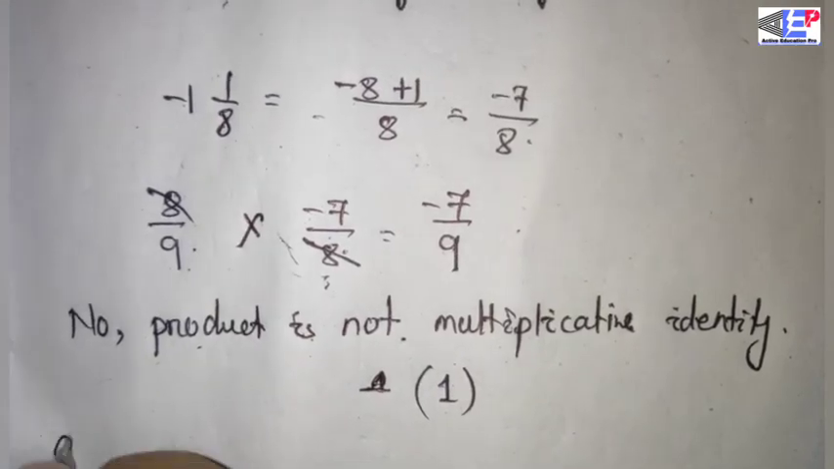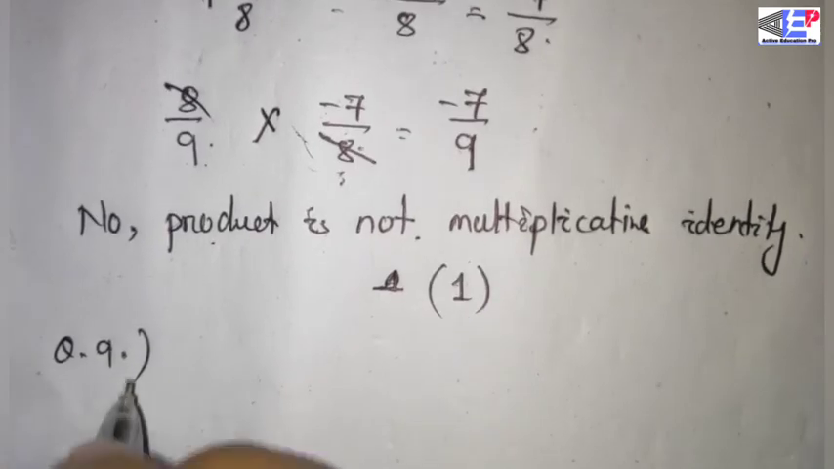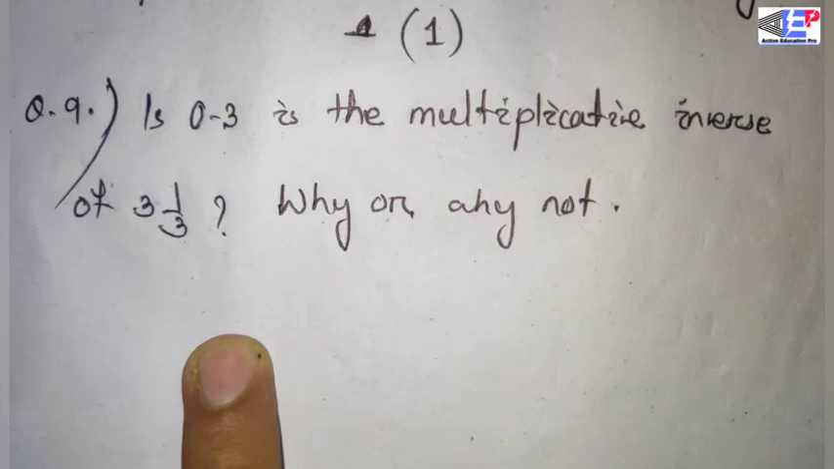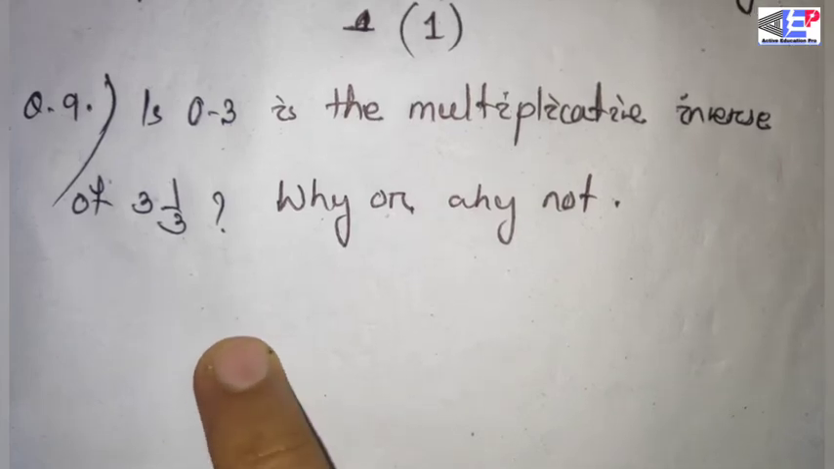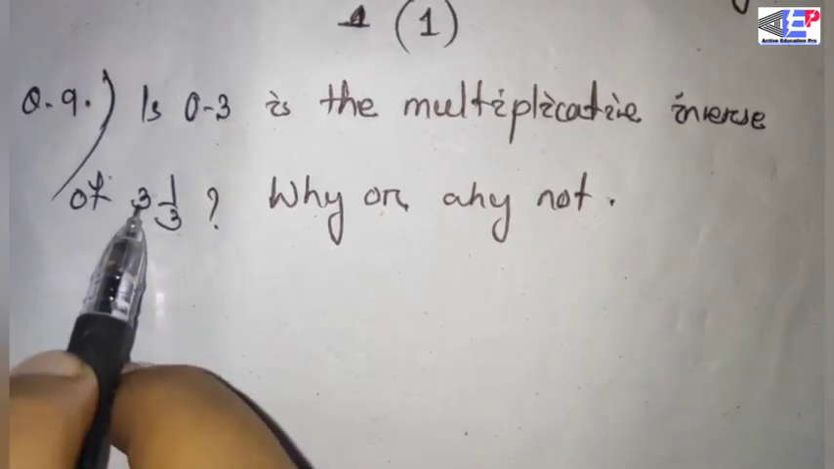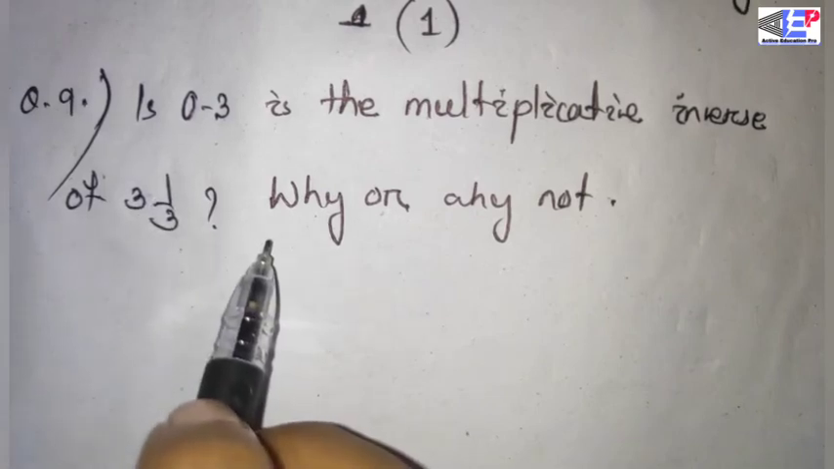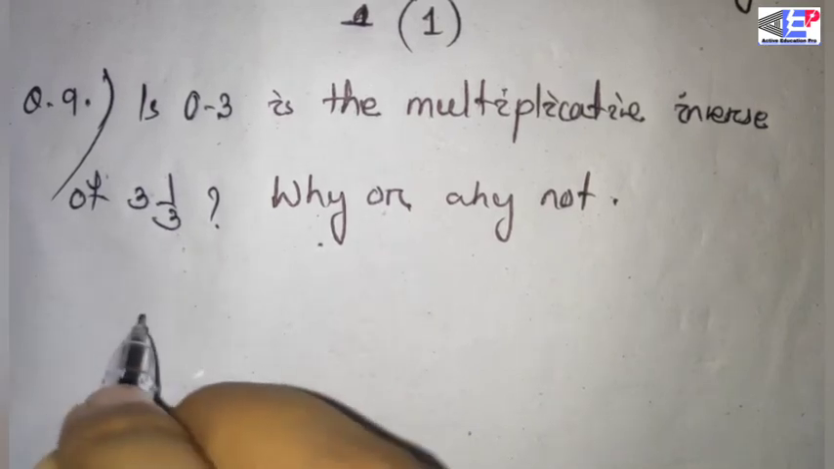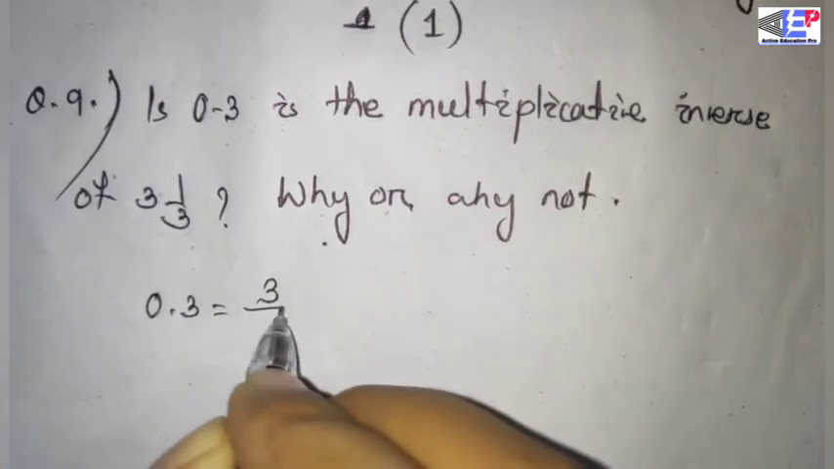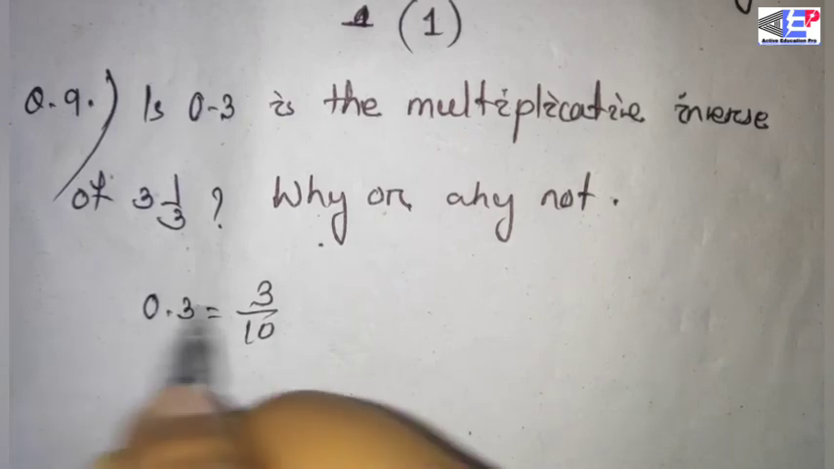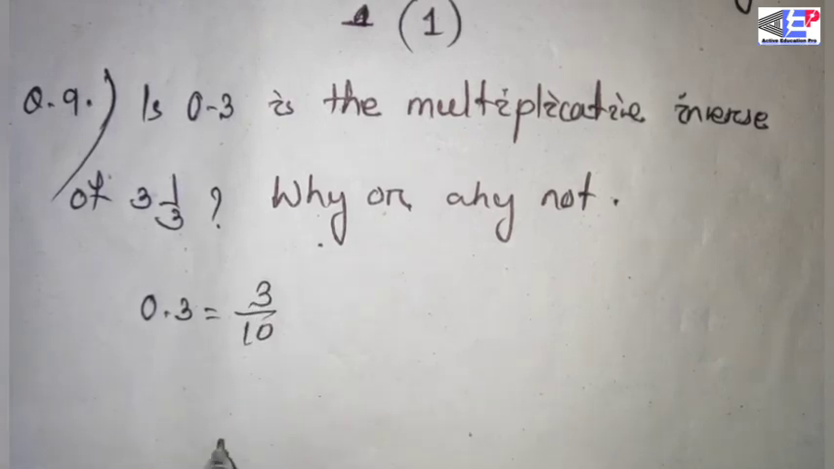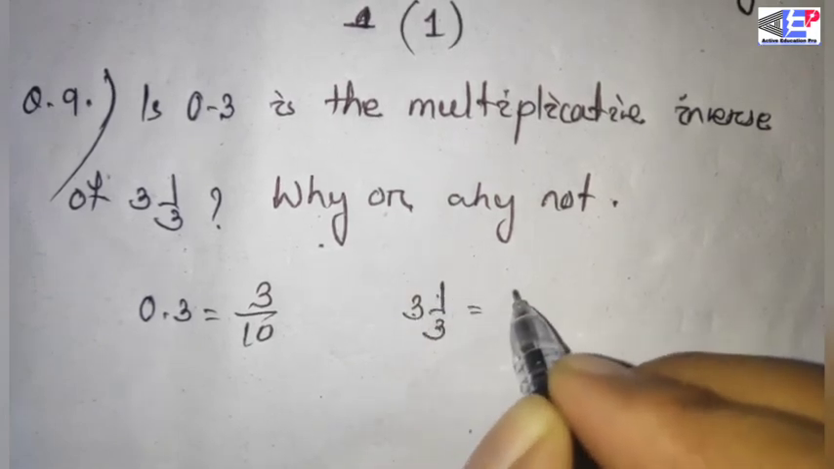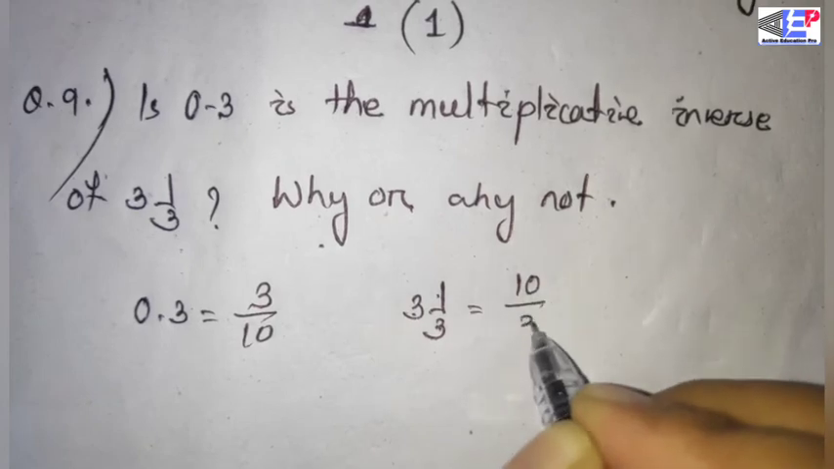Okay, next question number 9. Similar to question number 8, is 0.3 a multiplicative inverse of 3 whole 1 by 3? If yes, then why? If no, then why not. First, we can write 0.3 as 3 by 10 when you convert the decimal number to a fraction. Then convert the mixed fraction to a fraction: 3 threes are 9 plus 1, it is 10 by 3.